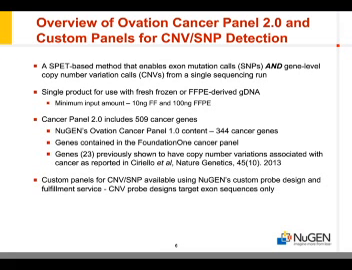The new panel expands on the original cancer panel, adding to the original 344 cancer genes from NuGen's Ovation Cancer Panel 1.0. And in addition to these, including genes included in the Foundation 1 cancer panel, as well as 23 genes that have previously been shown to have copy number variations associated with cancer.